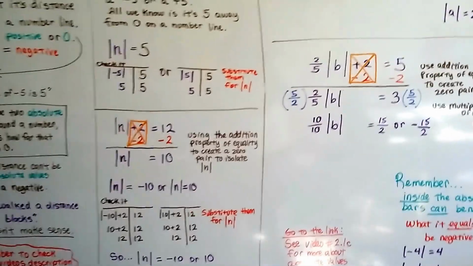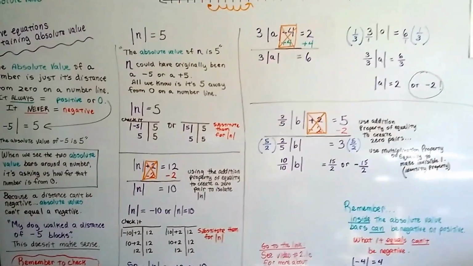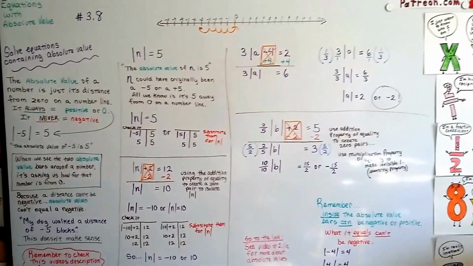I hope this was helpful. We're going to move on to 3.9a, and we're going to talk about proportions, all right?